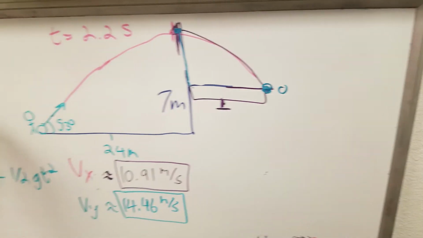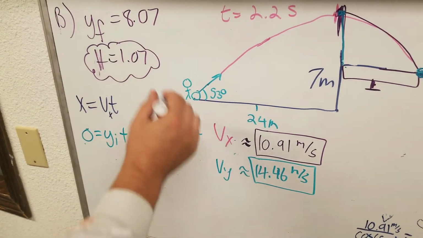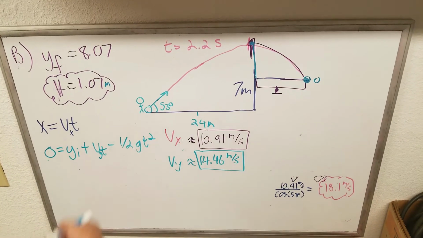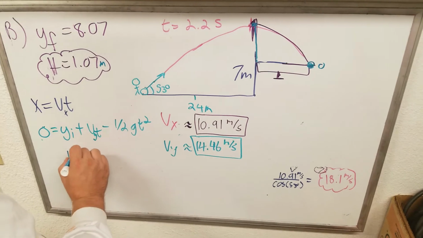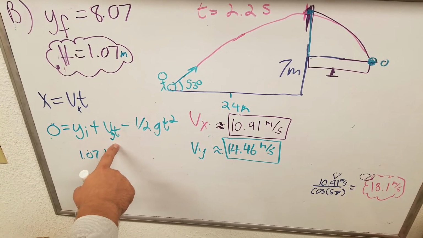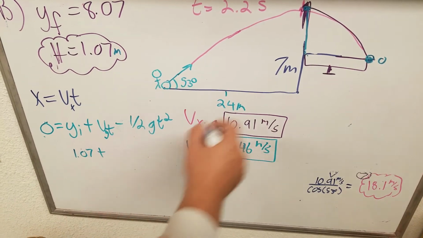Well, we solved that before. We're 1.07 meters, an m there. We're 1.07 meters above where we started. So I'll plug that in there, 1.07. We're going to add that to our starting velocity. Now this is where things get tricky.